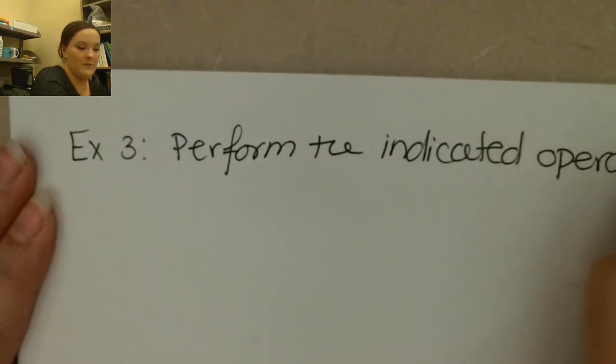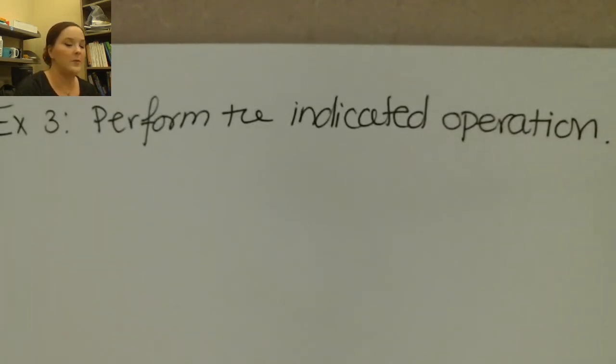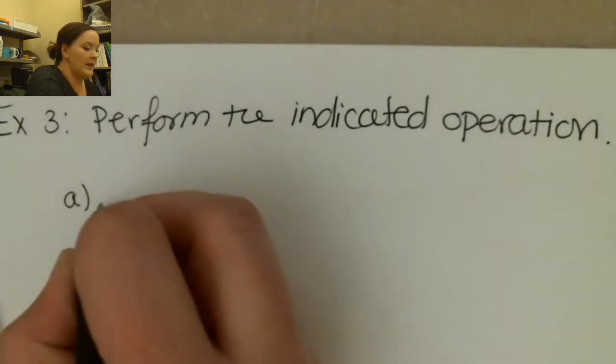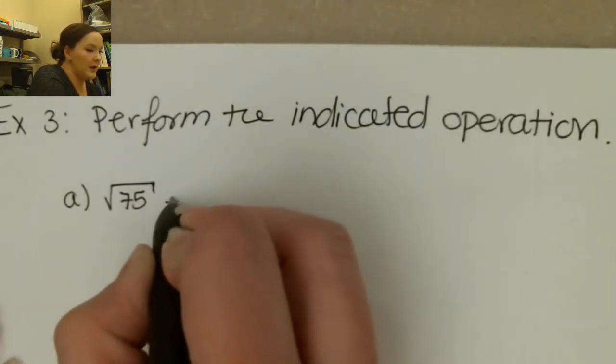Okay, so we're just going to add and subtract some radicals. Let's look at an example with a square root that I think should be a review type example for you guys.